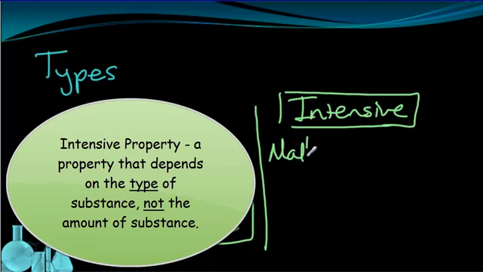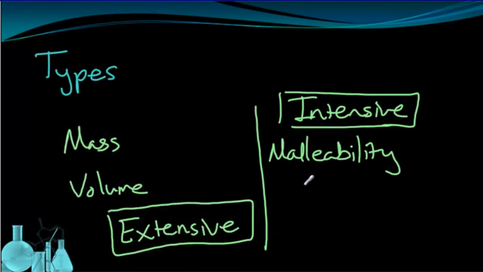Malleability. Malleability is the ability of metals to bend, and we can see that with a spoon. You can bend a metal spoon, and it doesn't really matter how big of a spoon it is. You can still bend it because that's a property of the metal.